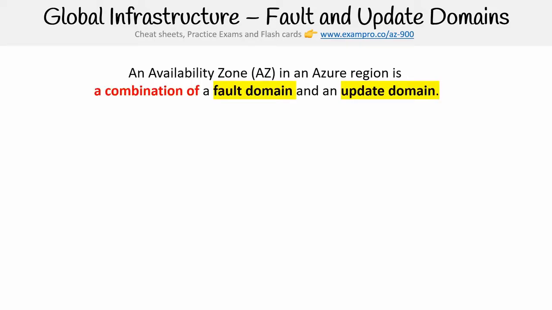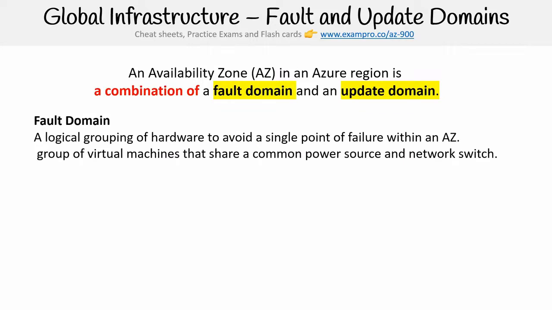Hey, this is Andrew Brown from Exam Pro, and we are looking at fault and update domains. An availability zone in an Azure region is a combination of a fault domain and an update domain. A fault domain is a logical grouping of hardware to avoid a single point of failure within an AZ. Basically it's a group of virtual machines that share a common power source and network switch. Azure does this so that if part of the data center fails, other servers won't be taken down with it.